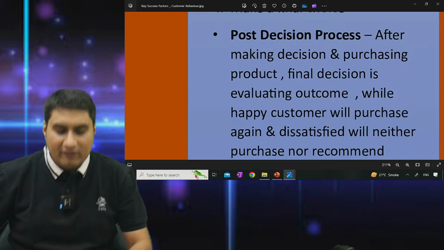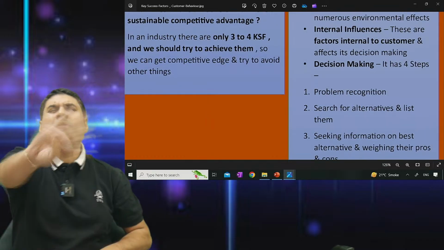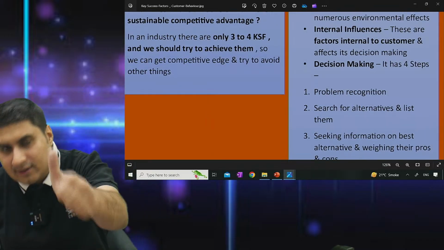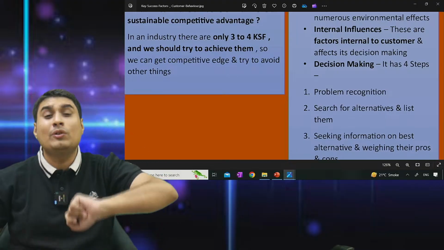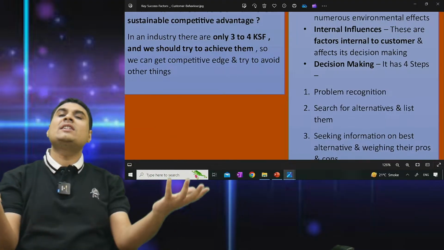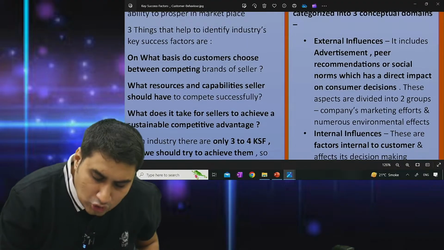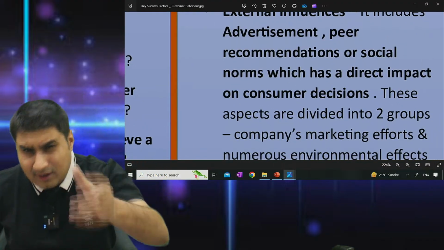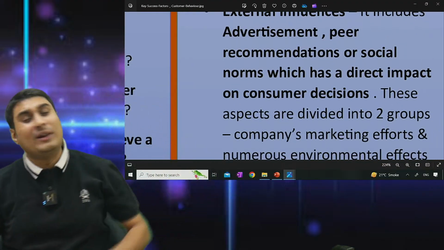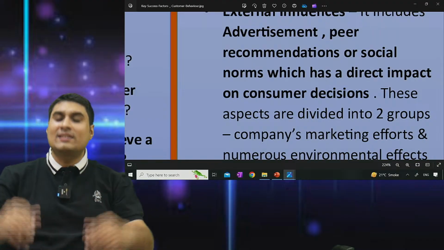So 4 things. Consumer behavior is affected by 4 factors: external influence, internal influence, decision making, post decision making. Simple.